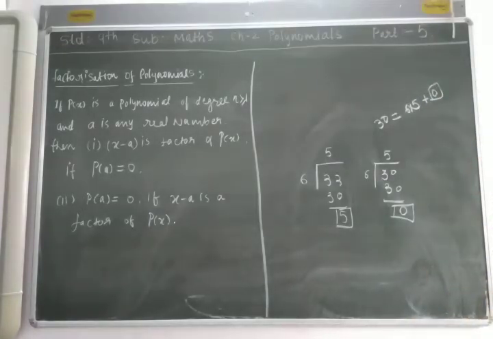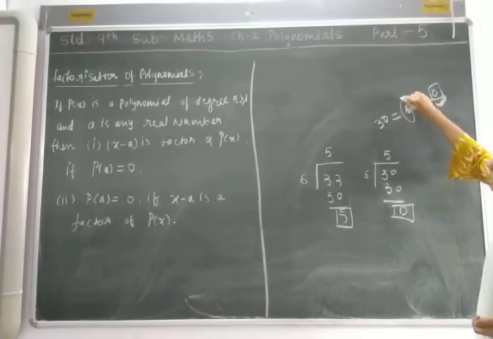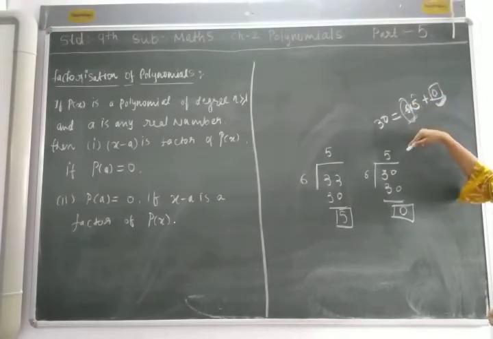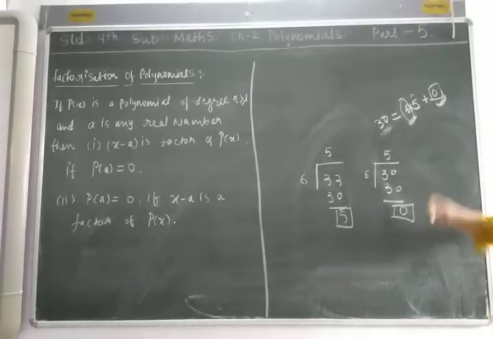So, if I am getting remainder 0, it means this number completely divides my dividend. It means 6 is a factor of 30 when I am getting my remainder 0.